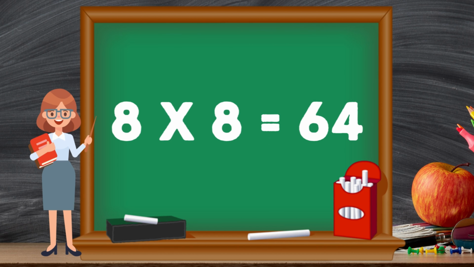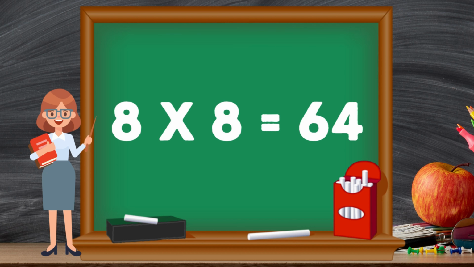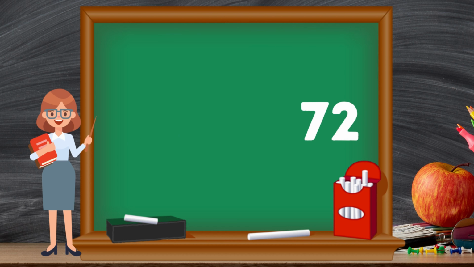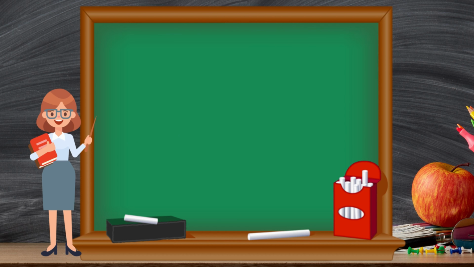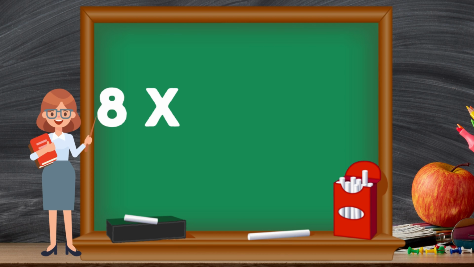Eight eights are 64. Eight nines are 72. Eight tens are 80.